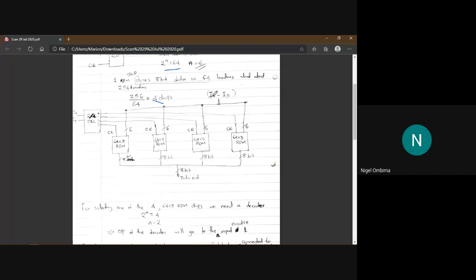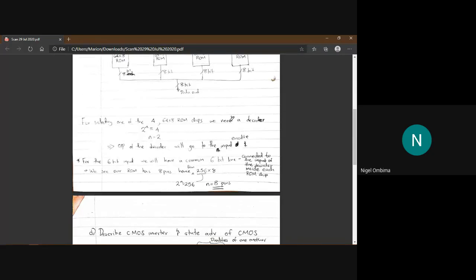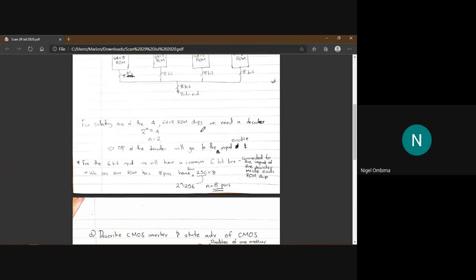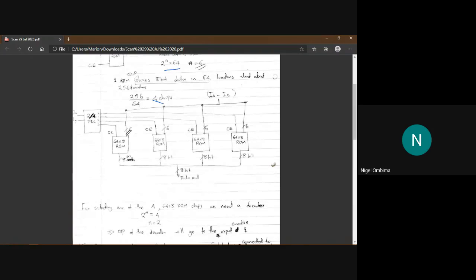And the fourth are supposed to select the data input into the ROM that we're supposed to use now. So for the 6-bit input, it's common here. So I connected the input of this ROM, this ROM, this ROM. Then I made them to have a common point over here. But the ROM that we're supposed to use is dependent on this decoder now.